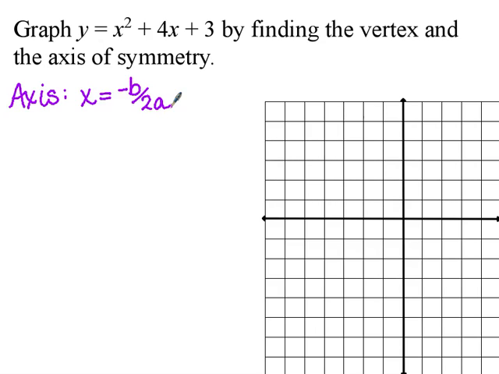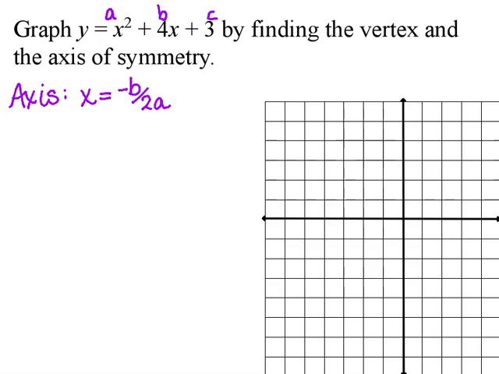So let's identify what a, b, and c are in the equation up at the top. What are a, b, and c? A is 1, yep. What is b? B is 4. What is c? 3. All it is, a is x squared, b is your x, c is your one that doesn't have a variable. Now if any one of those don't appear, it's 0.